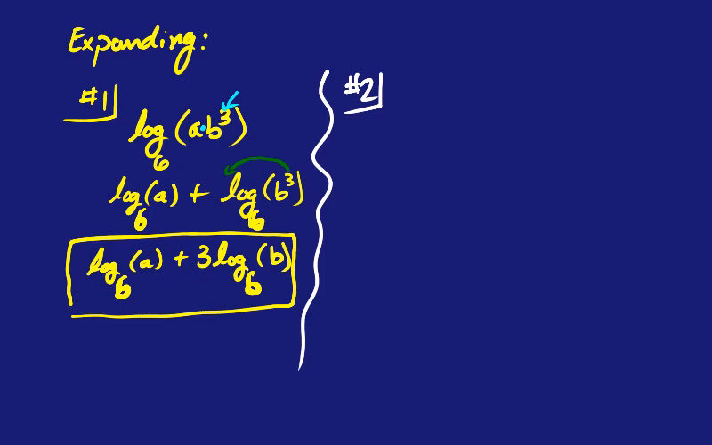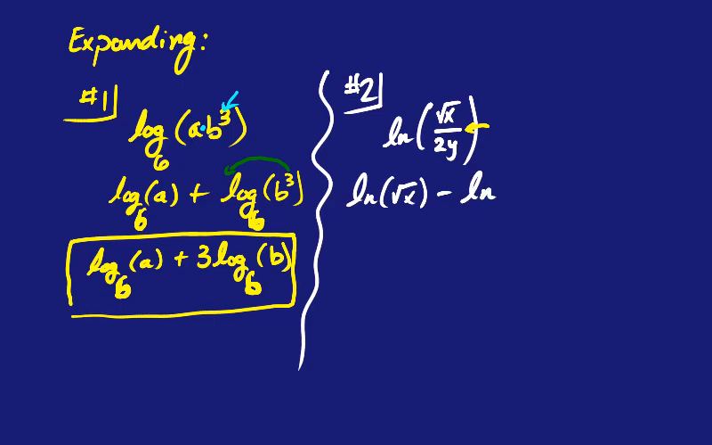Next one, let's try something that could come up here quite often, radicals and those types of things. So the natural log of the square root of x over 2y. First thing we're going to do is break it up because we have division happening inside the logarithm. That's what that bar means. So we will use subtraction. So the natural log of the square root of x minus the natural log of 2y.